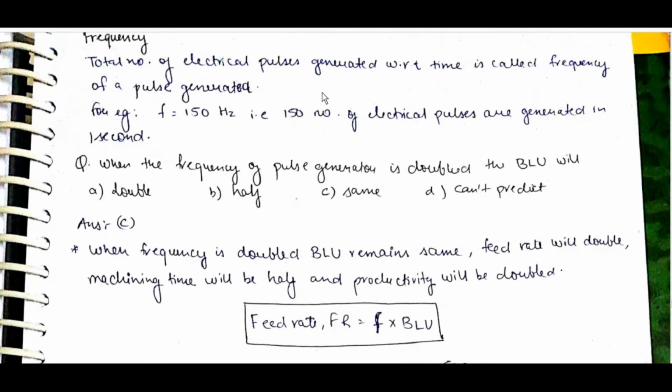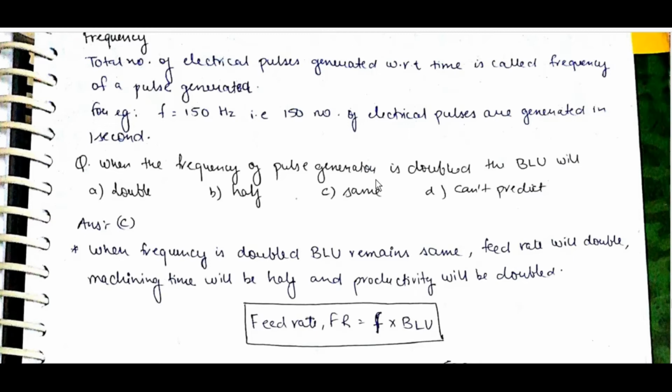Frequency: the total number of electric pulses generated with respect to time is called the frequency of a pulse. For example, F is equal to 150 Hz, that is, 150 electric pulses are generated in 1 second. When the frequency of the pulse generator is doubled, the BLU will remain the same. BLU doesn't change. When frequency is doubled, BLU remains the same.